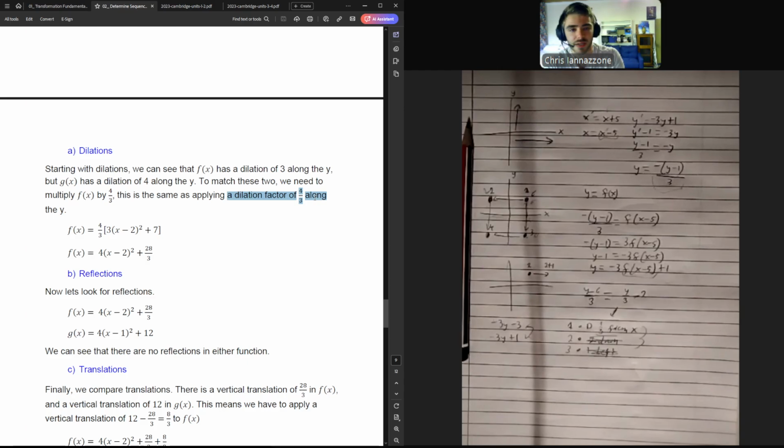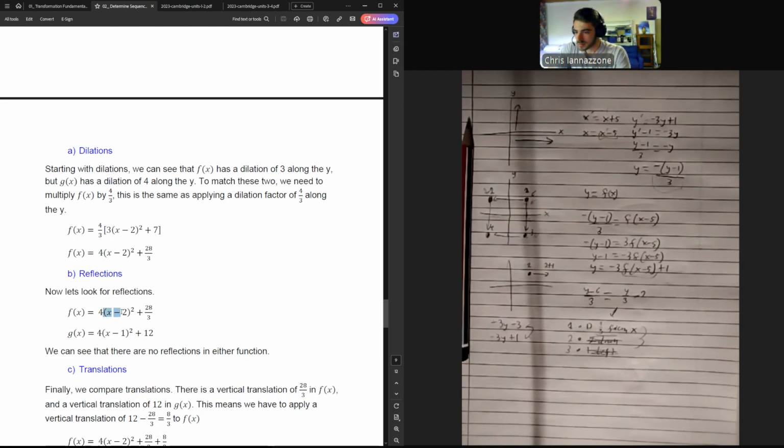You apply a dilation factor of 4/3 along the y, which means you take the original f of x and multiply the entire thing by 4 over 3. You'll see that the 3's cancel out and you get left with a 4. What happens is that translation factor that was a 7 is now a fraction. Now that's not bad yet. That's not our answer. It's better to have it done earlier than later, I'll put it that way.